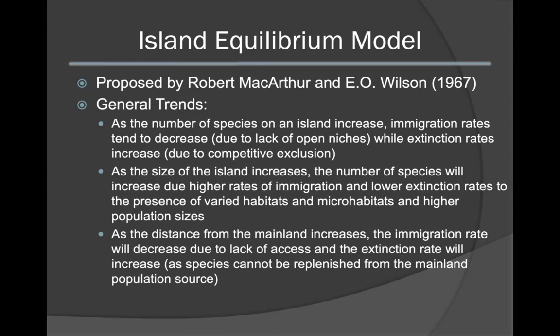The island equilibrium model was proposed by Robert MacArthur and E.O. Wilson in 1967. The equilibrium model has some general trends that are important to note. In general, as the number of species on an island increases, immigration rates tend to decrease. This is due to the lack of open niches that are present for invading individuals, and extinction rates tend to increase. This is primarily due to competitive exclusion.